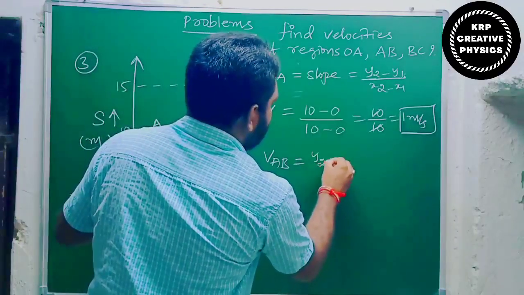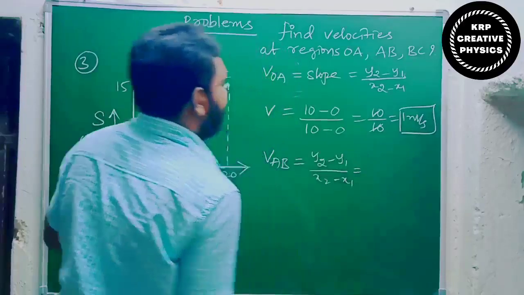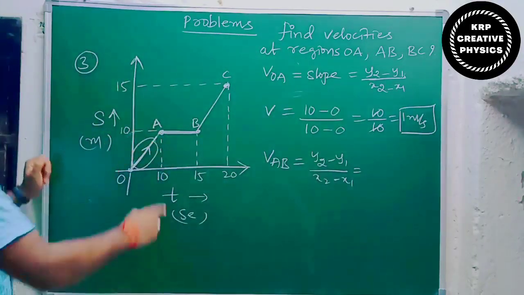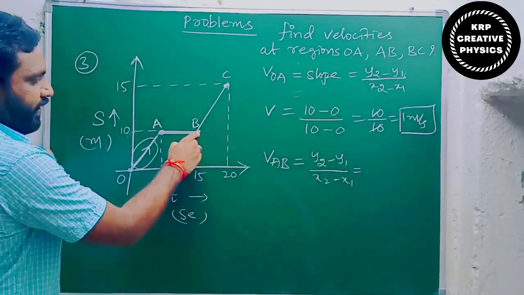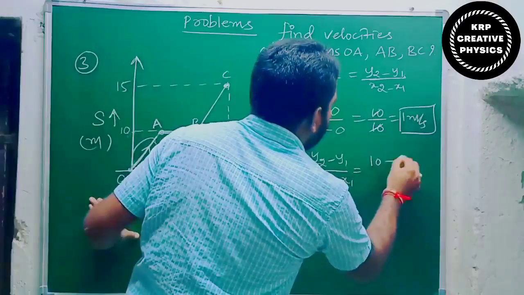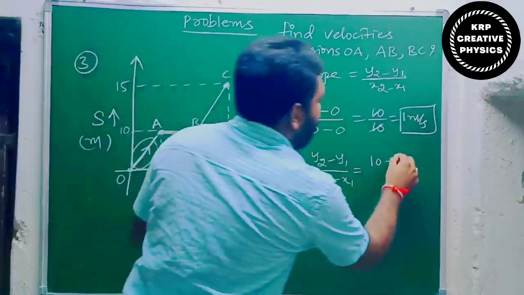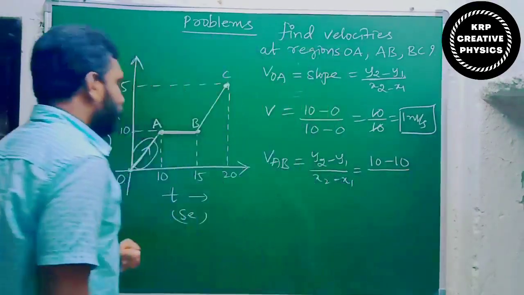Even so, we will find it here with y2 minus y1 by x2 minus x1. You will understand very clearly now. So here we need to consider A to B. This is the final reading. How much is the y2 reading here? 10. Okay? What about the y1 reading? y1 means A, here also 10. So 10 minus 10.